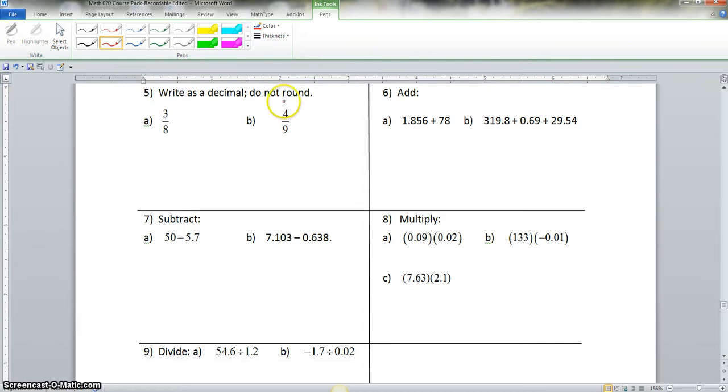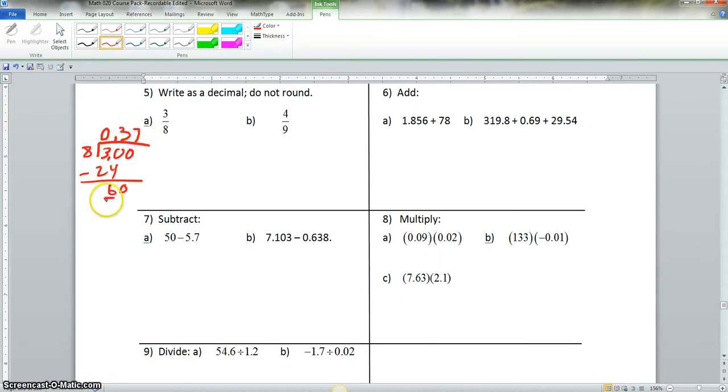It says write as a decimal, do not round. So now we will have to take 8 into 3 point. I just put 2 zeros here. 8 goes into 3 0 times. 8 goes into 30 3 times. 30 minus 24 is 6. Bring down your 0. 8 goes into 60 7 times.